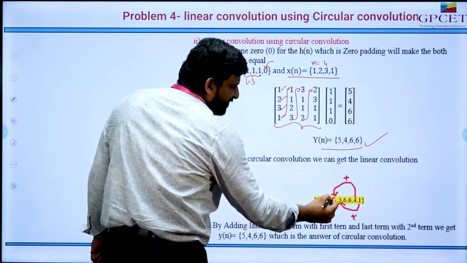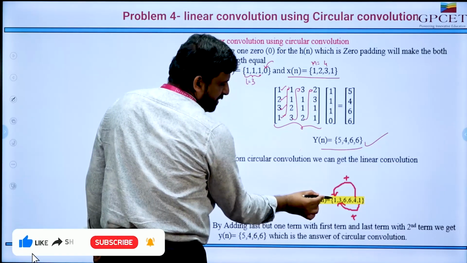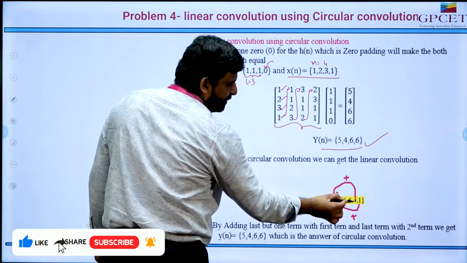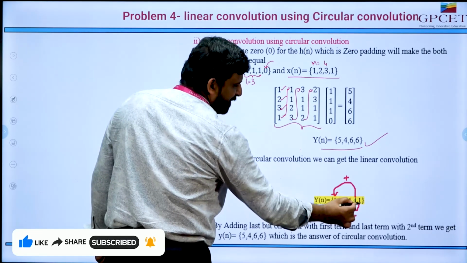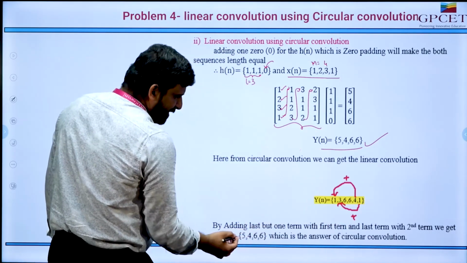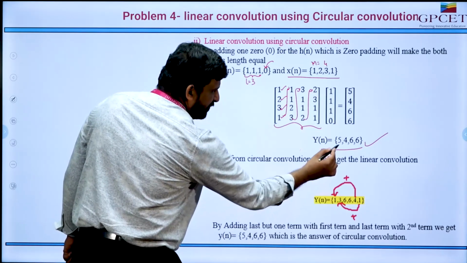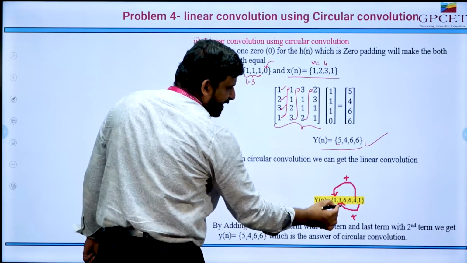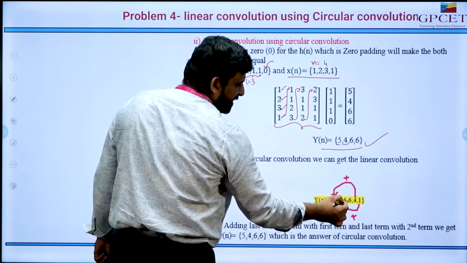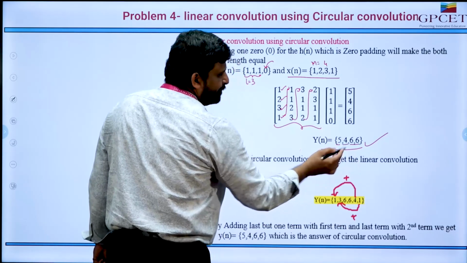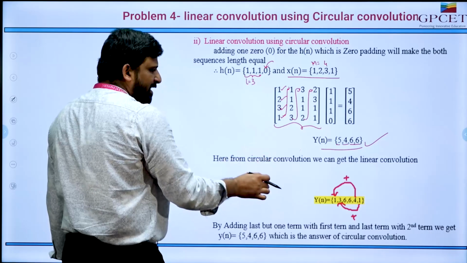Just by adding the first term with the last but one term. See here, the first term is added to the last but one term, that is 4 plus 1, and the second term is added to the last term, that is 3 plus 1. So 1 plus 4 is equal to 5, I got, and the second term added to the last term, 3 plus 1, I got 4, and the remaining terms as they are I have written here. So if you see, 5 4 6 6, that is the linear convolution.